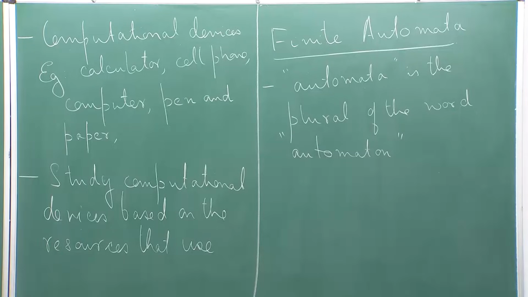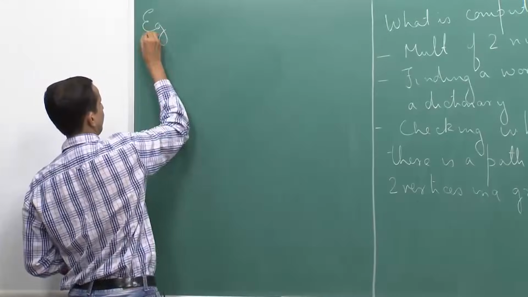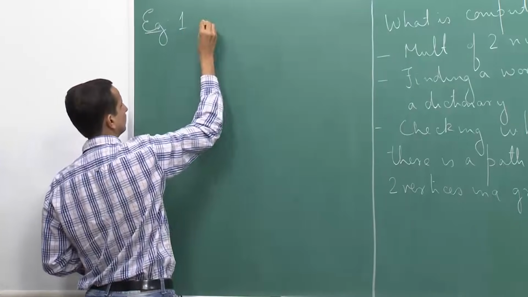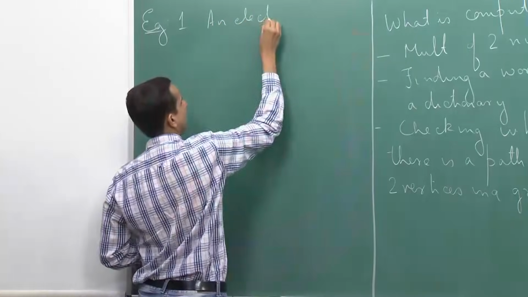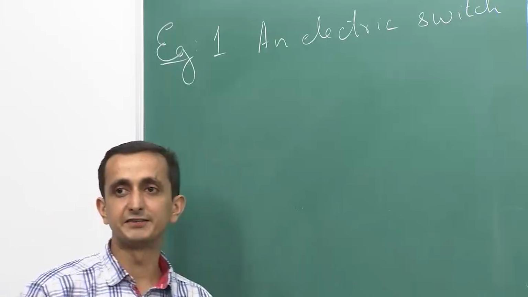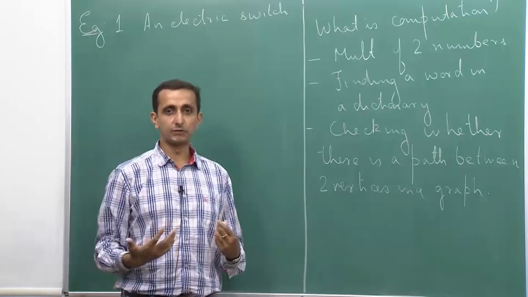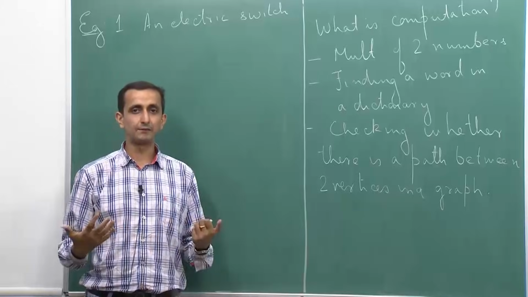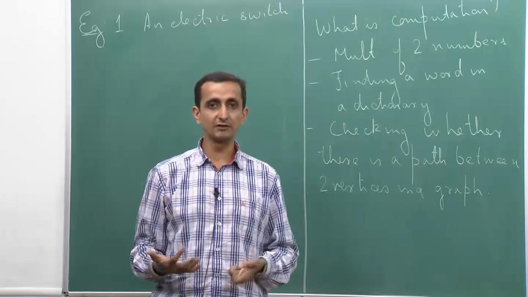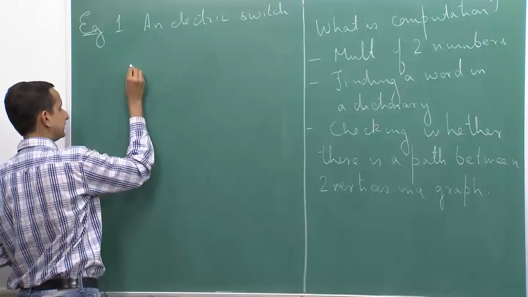So, let us look at our first example of a finite automata: an electric switch. Okay. So, all of you have seen what an electric switch is. How many states does the electric switch have, or at any given point of time what can be the position of an electric switch? So, an electric switch is either in the on position or in the off position at any given point of time, right. So, these are what we call the states of the electric switch.